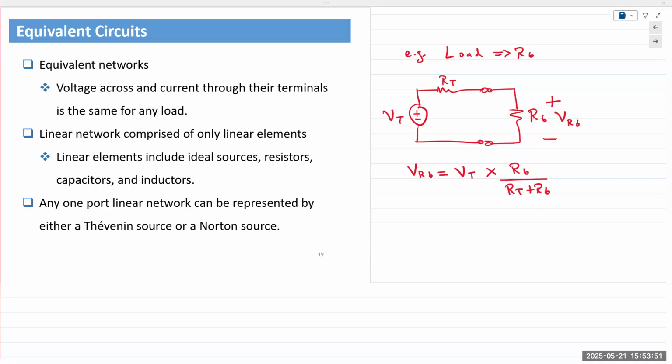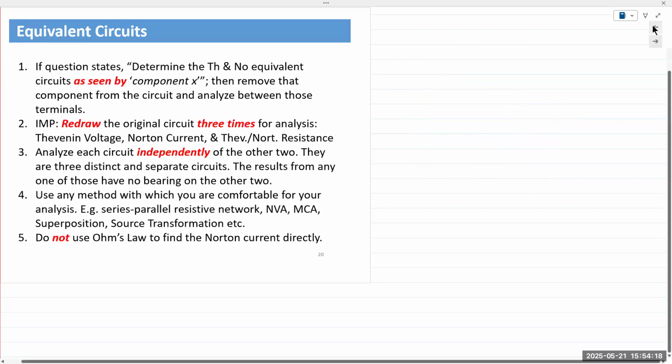Oh, yeah, the remaining two points. Linear network means comprised only of linear elements. Linear elements are resistors, capacitors, inductors. Non-linear elements, you won't encounter until you take 306, which covers diodes, transistors, BJTs, FETs. And then any one-port linear network, one port meaning it only has one set of terminals coming out. Any one-port linear network can be represented as a Thevenin or a Norton equivalent circuit.